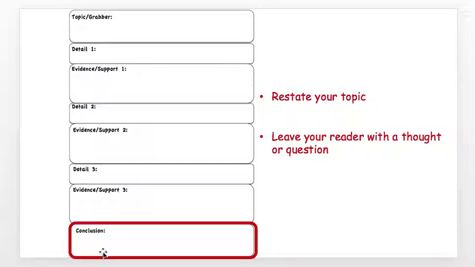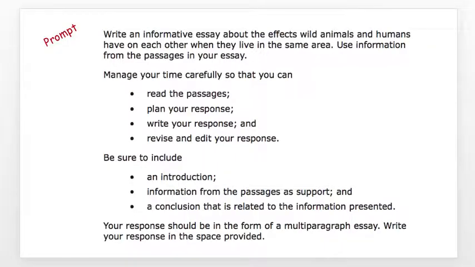And then the last one is your conclusion. So you're restating your topic and you're leaving your reader with a thought or a question. So you're going to leave them with those thoughts or questions. So those are going to be the sections of this organizer. And you should have this organizer printed out because you're going to be filling this out with me today. So as we move through and plan our paper, you're going to be filling out an organizer with me through this lesson. So let's come back to our prompt.